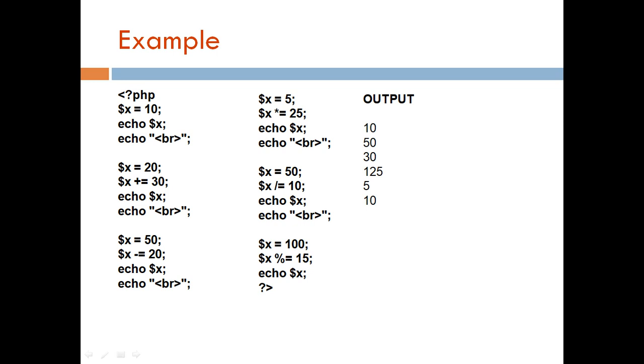Next, x equal to 50. x minus equal to 20 means x equal to 50 minus 20, which is 30. Next, the x value is 5, x equal to x into 25, which is 125. x equal to 50, 50 divided by 10 equals 5. Here 100 modulus 15, so our output quotient is 6 and remainder is 10. So that 10 is returned here.